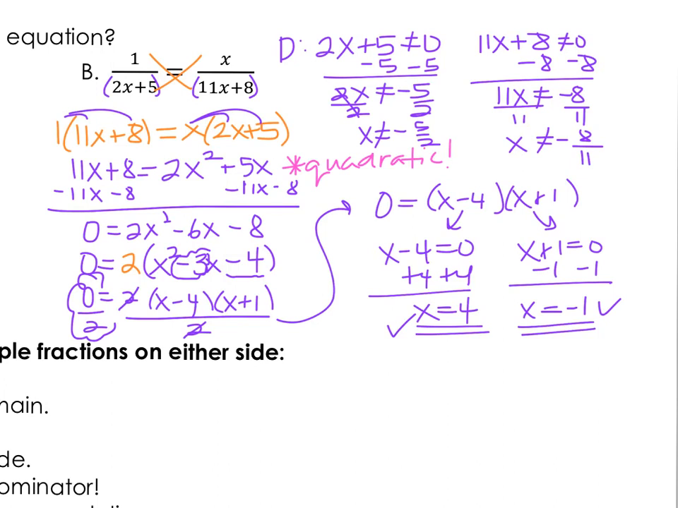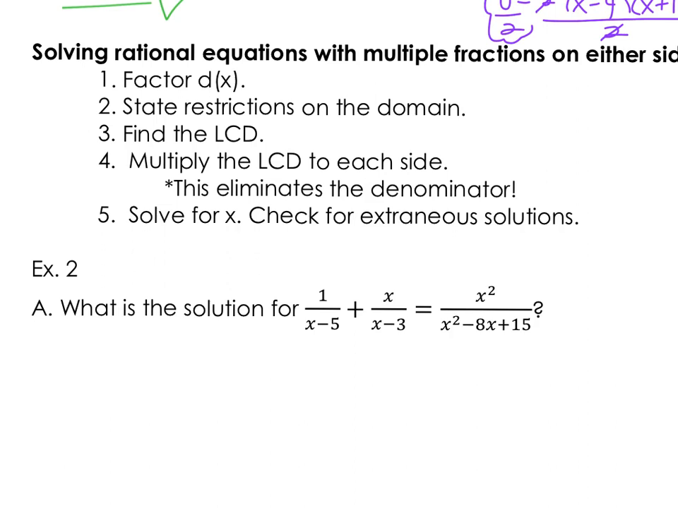This is solving when you have just one fraction on each side. Things progress a little bit more challenging when we have more than one fraction on one side. So take a look at example 2 below. We've got two fractions on the left and one on the right. What we want to do here is factor first in just the denominator and state our restrictions. And now we're going to go back to finding the LCD. This is going to be an important step.